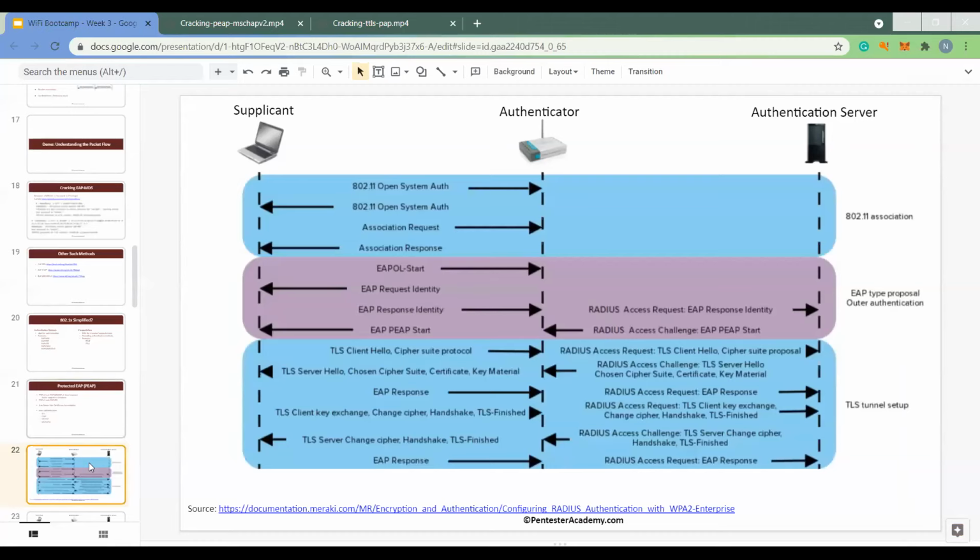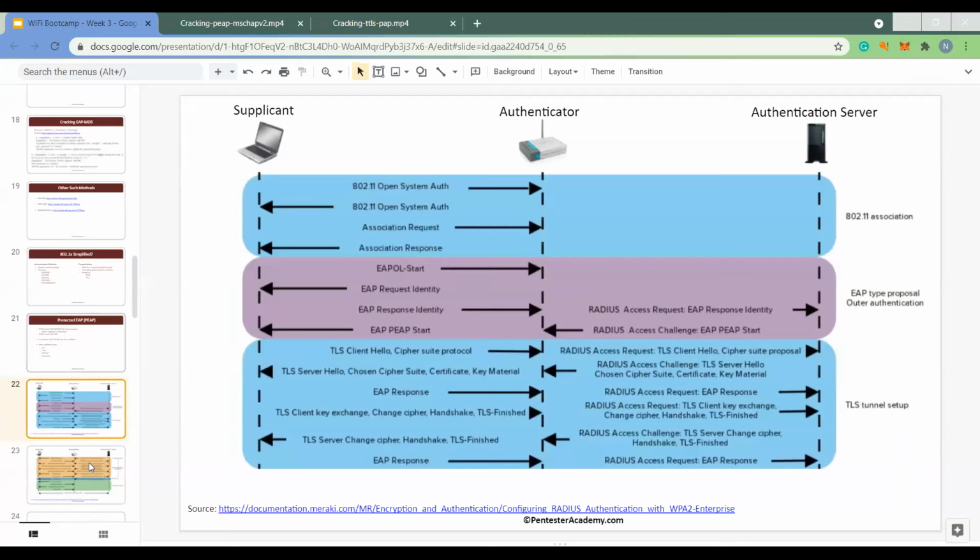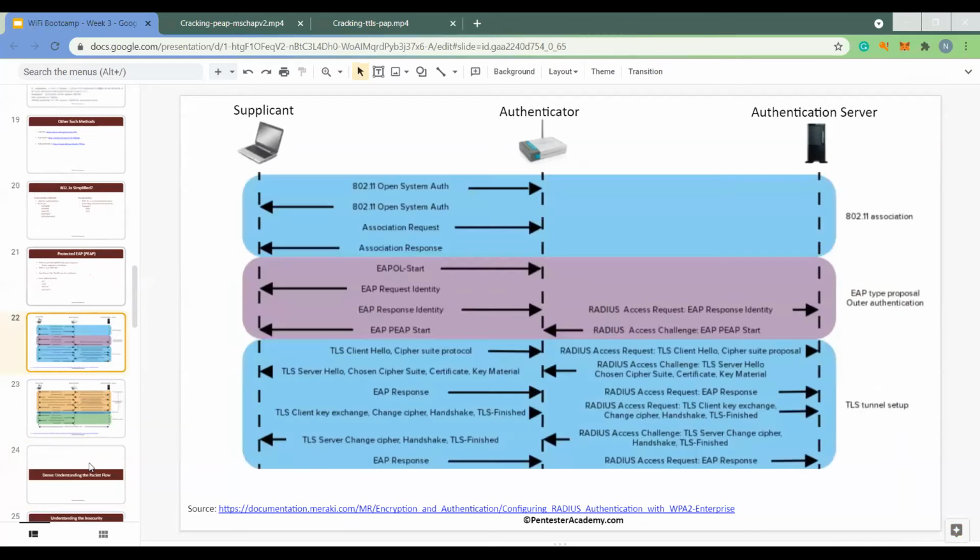So let's take a look at this. What we are doing here, right? This is the PEAP that we are going to discuss now. Let me just turn on my marker.